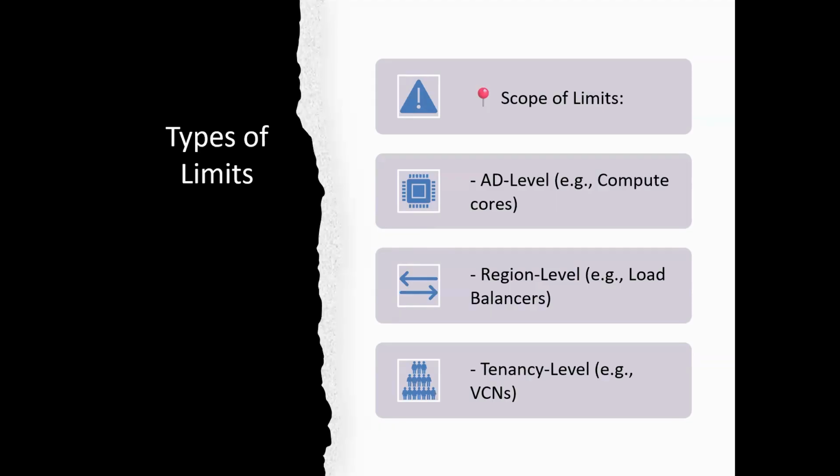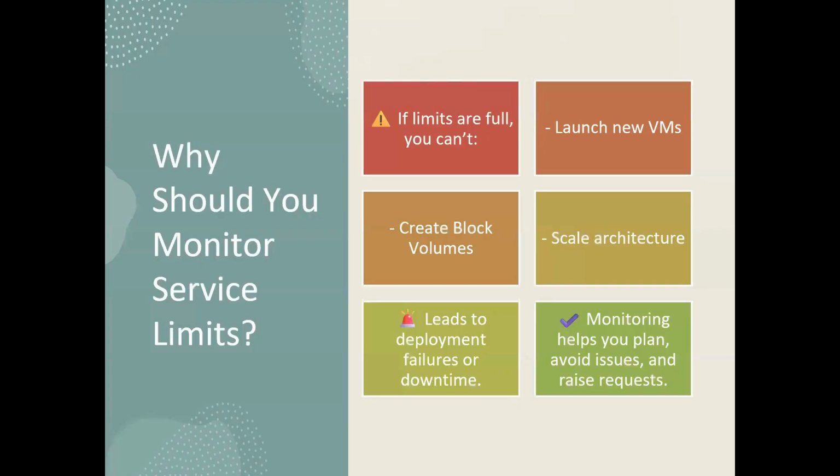So this is the scope of limit. Where is it defined? Basically, there are three different categories. Some of the things will be defined on the AD level, some of the things will be defined on the regional level, and then some of the things will be defined on the tenancy level.